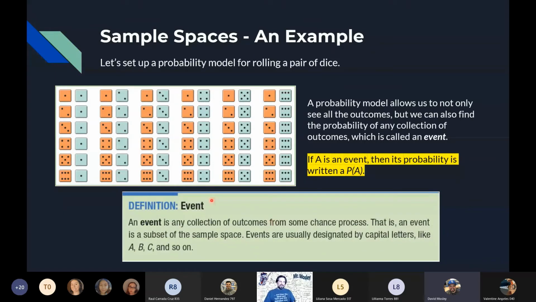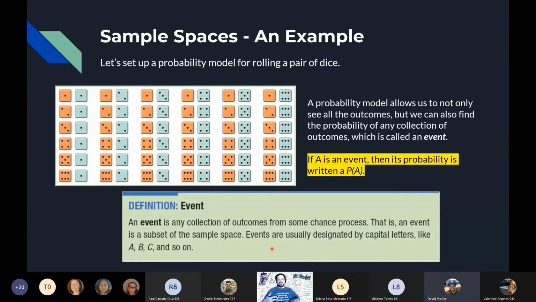And here we have the textbook definition for an event. An event is any collection of outcomes from some chance process. That is, an event is a subset of the sample space. Events are usually designated by capital letters like A, B, C, and so on. An important thing here is that an event is a subset of the sample space.